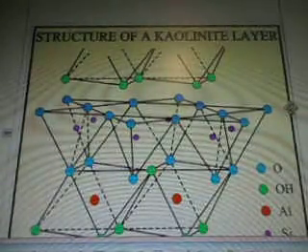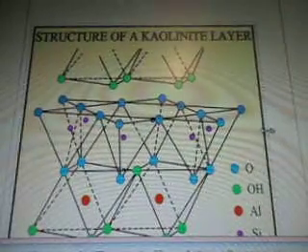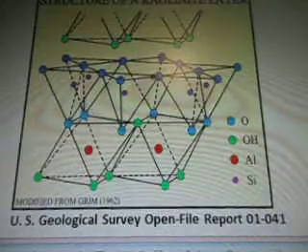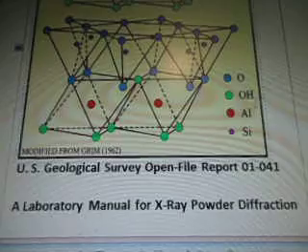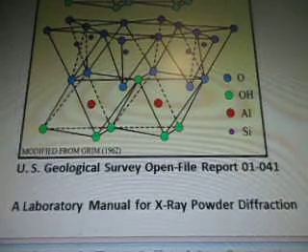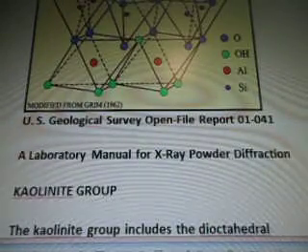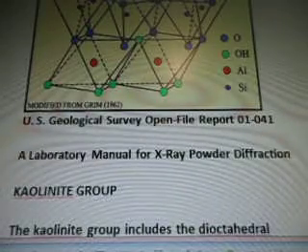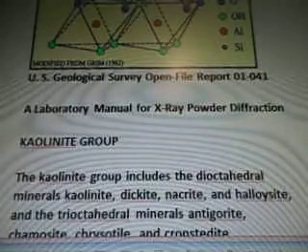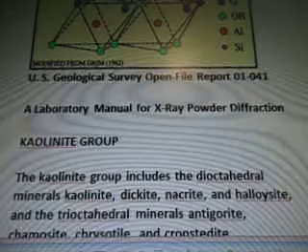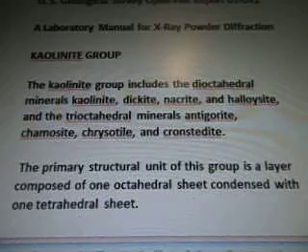Okay, so this is the structure of the kaolinite layer. That's what it looks like. It's got O, OH, Al, and Si. It's a U.S. Geological Survey Open File Report 01-041, a laboratory manual for X-ray powder diffraction: the kaolinite group.